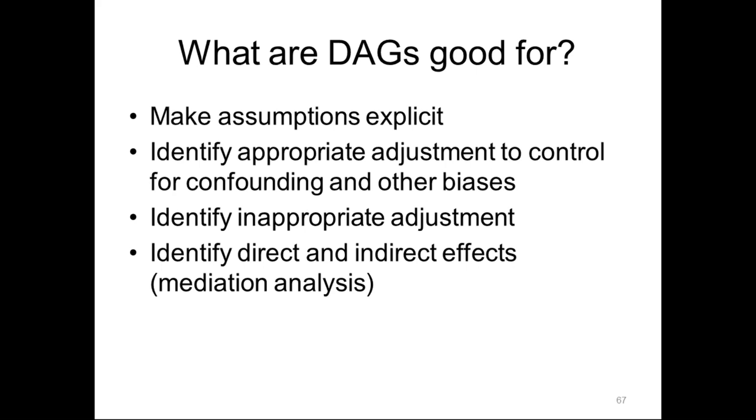And it helps you to identify what things you need to adjust for to control for confounding or other biases. What things, if you did adjust for them, would actually be inappropriate, right? So the things that are downstream. Or if you're adjusting for a mediator and you didn't intend to. So identifying direct and indirect effects, right? Helping you think about mediation analysis.